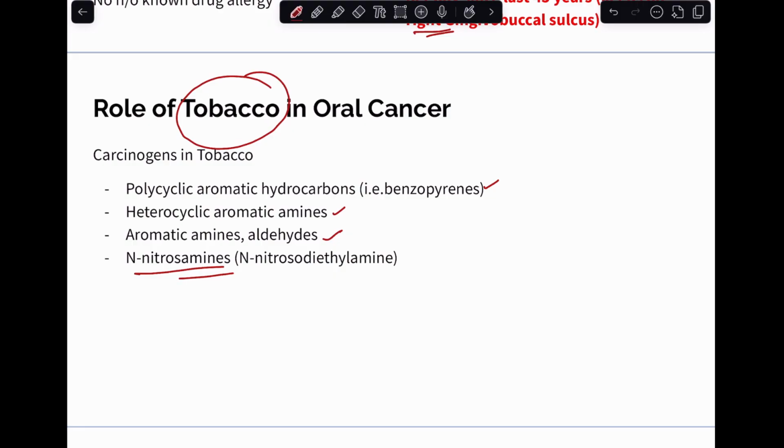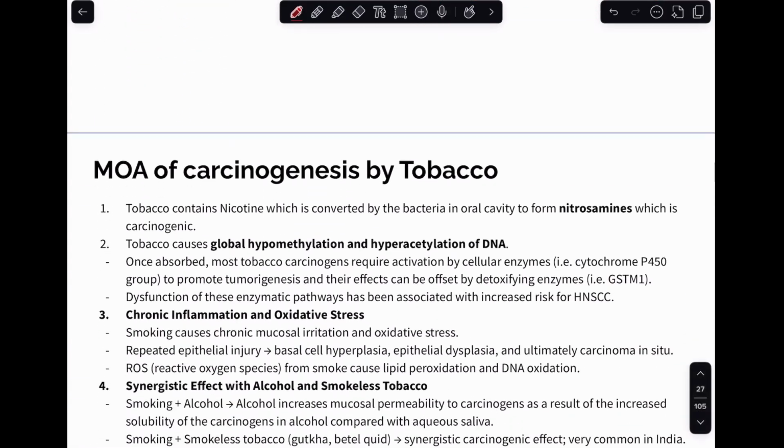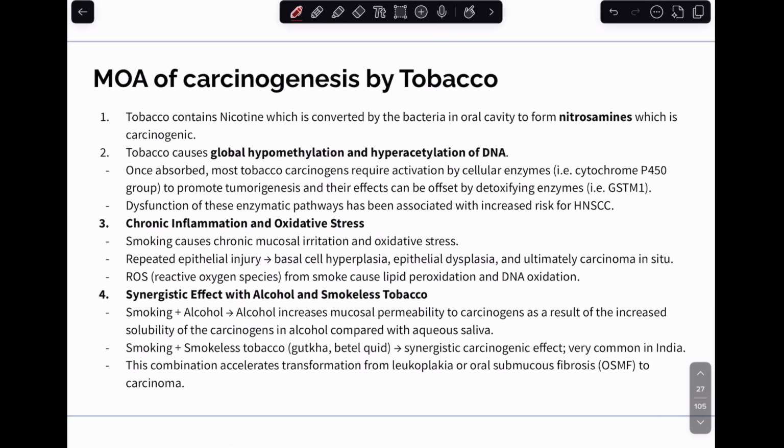Now let's try to understand the mechanism of carcinogenesis by tobacco. There are multiple ways by which it can act. First of all, we know that tobacco itself contains nicotine. When the person is smoking, you're exposed to nicotine, and the normal commensal bacteria in the oral cavity convert this nicotine to form nitrosamines, and we have just learned that nitrosamines are very carcinogenic. So that is our first mechanism of action.